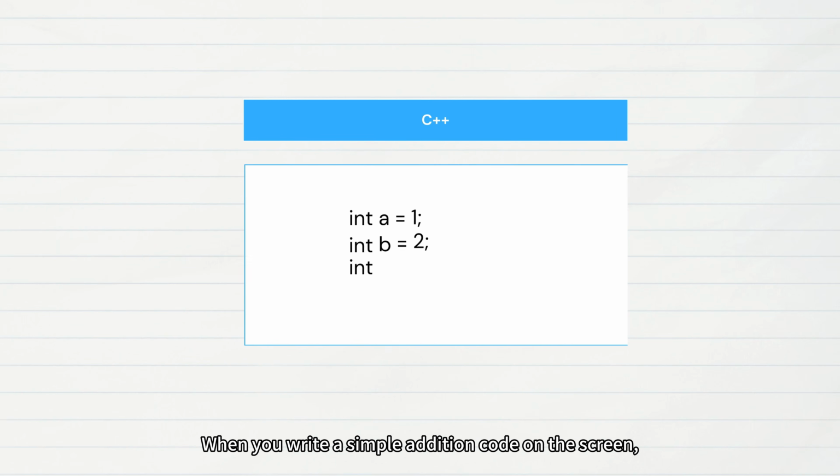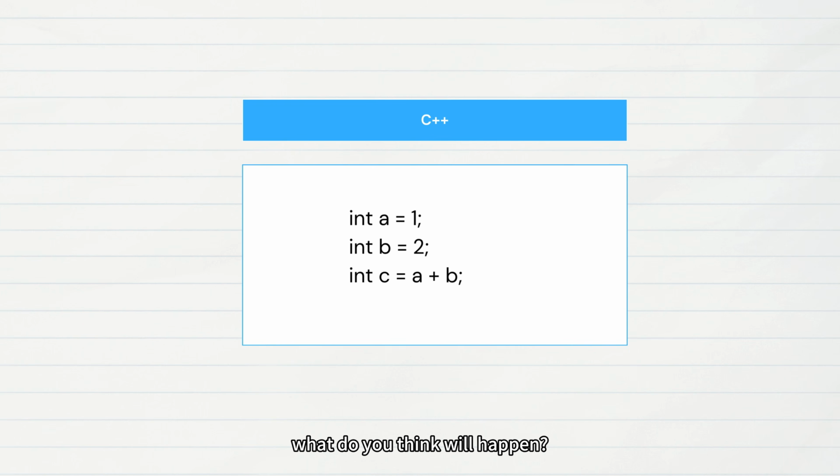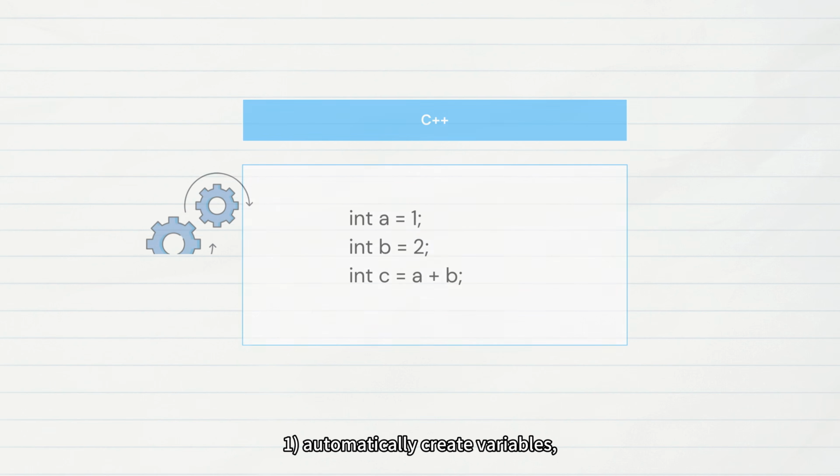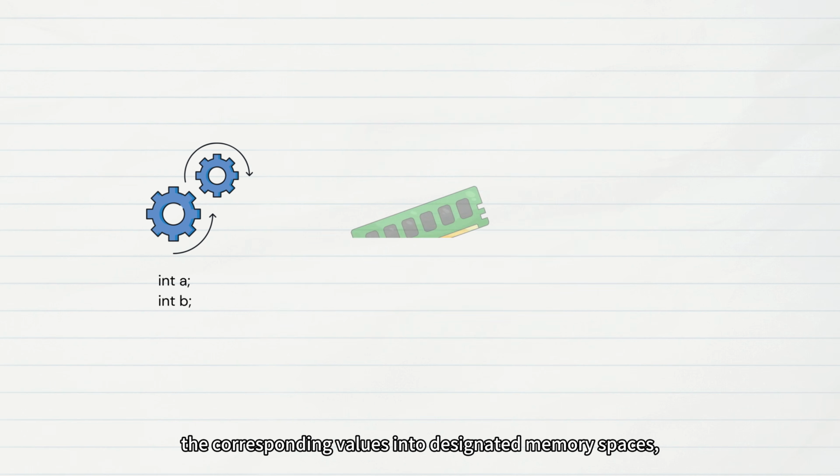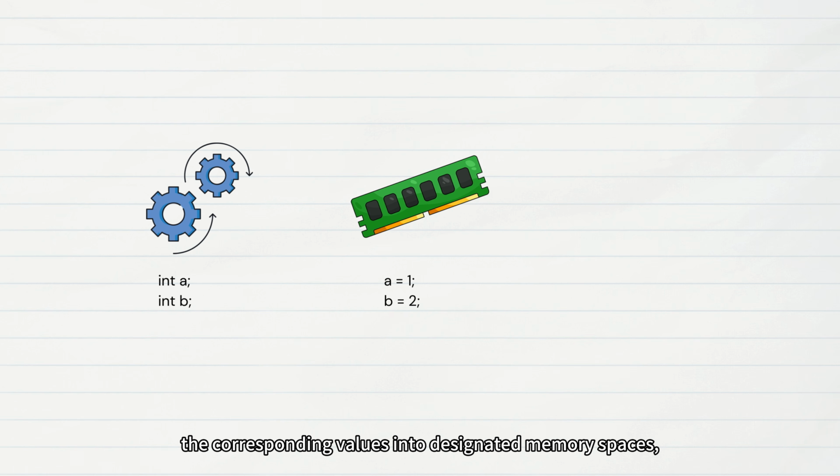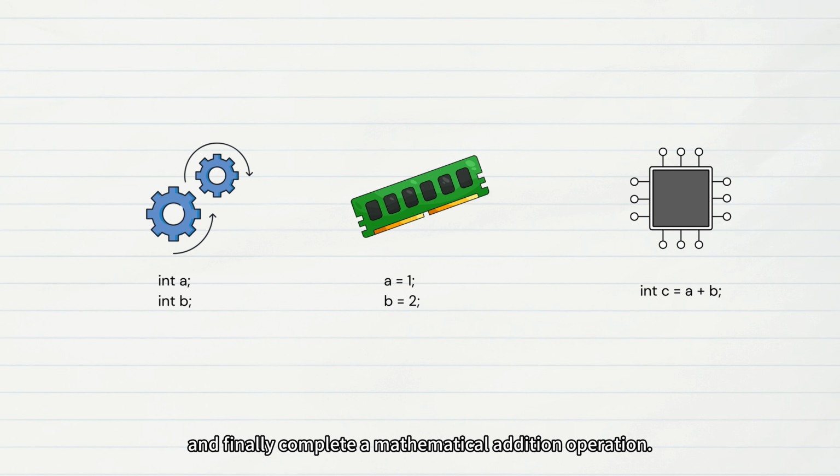When you write this simple addition code on the screen, what do you think will happen? Many people subconsciously assume that the system will do three things in order: automatically create variables, store the corresponding values into designated memory spaces, and finally complete a mathematical addition operation.